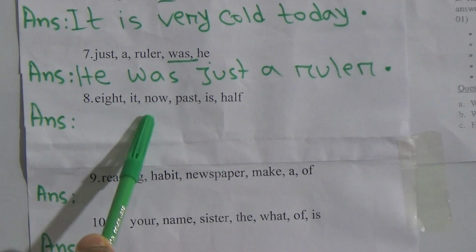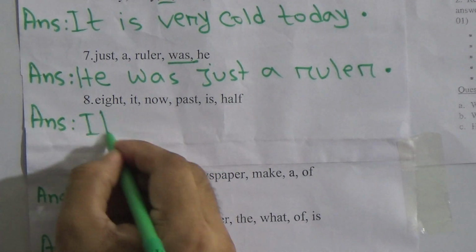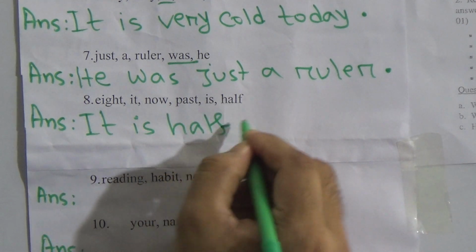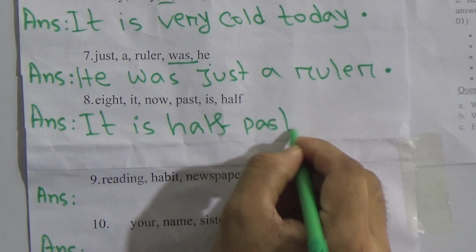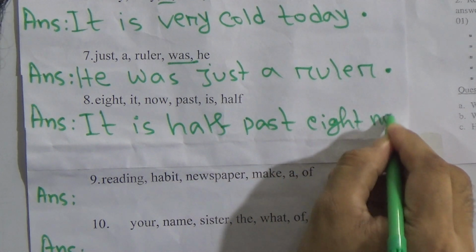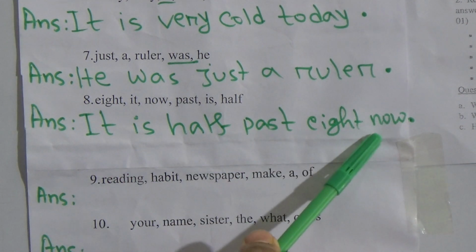Okay, then number 8: ate, it, now, past, is, have. So it's also an assertive sentence. It's, have, past, ate, now. Give a full stop. It's half past eight now.